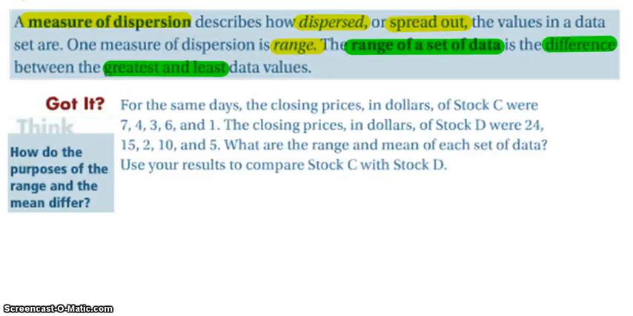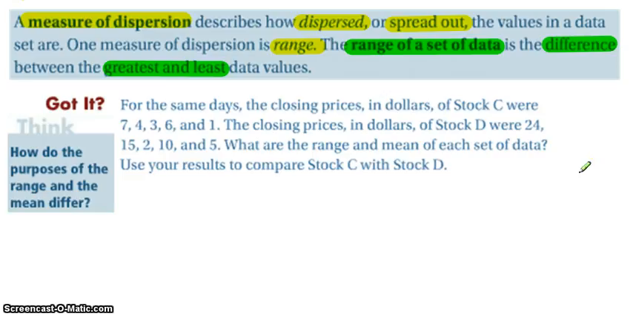So now we get into measures of dispersion. A measure of dispersion describes how dispersed or spread out our data is, and one of the most common ways we talk about this is the range. So the range of a set of data is the difference between the greatest and the least. So work through the next problem in Pearson and then come back for the got it.